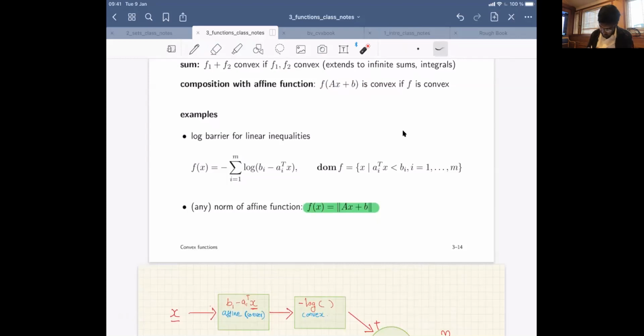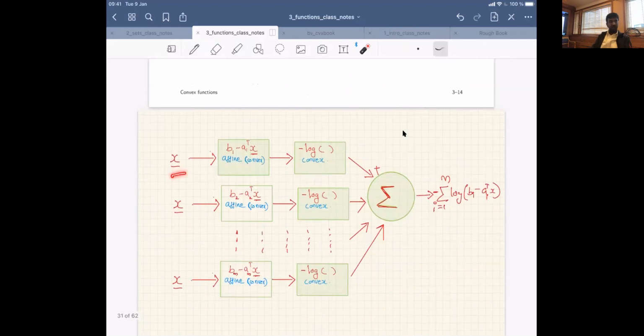Okay, some examples. The first one is the log barrier for linear inequalities. Let's not worry much about the name. Just see the function. The moment you see it, it's not a simple function. It looks complicated, but now we are ready to go, right? How? Because we know that this is an affine function of x. You are taking an affine function and then passing that to a convex function. Minus log is convex. So x is affine, then minus log, and then adding them. Addition also preserves convexity. So the resulting function is convex.